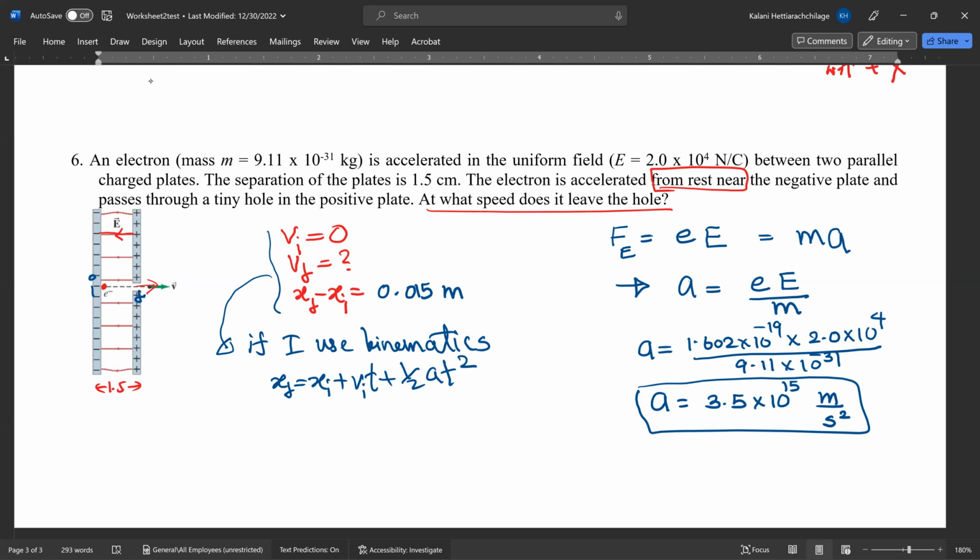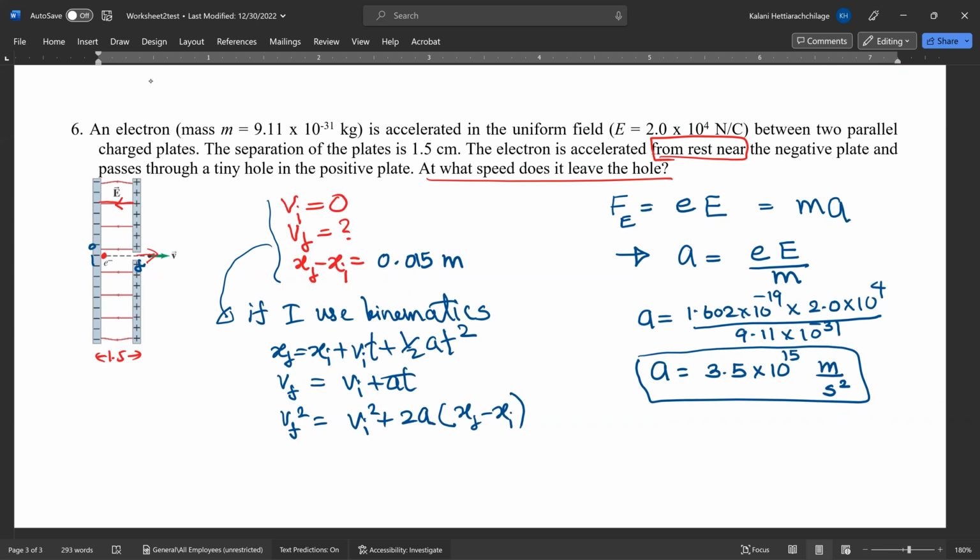The reason is I know the acceleration, but there is no information about the time. The second equation is v final equals v initial plus acceleration times time. The problem here is also that time is not given. And the third formula, v final squared equals v initial squared plus twice the acceleration times x final minus x initial. That is the best formula because I have all the information given.